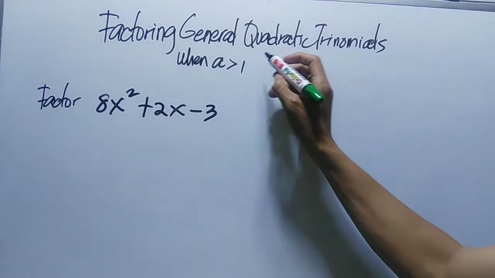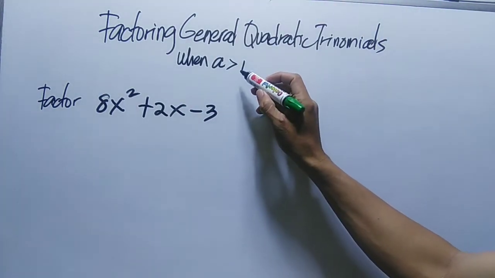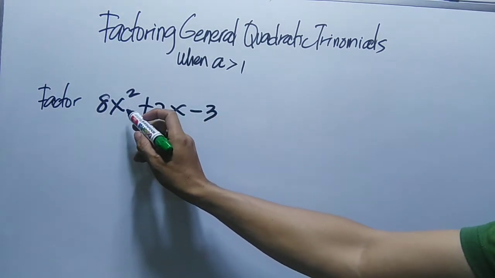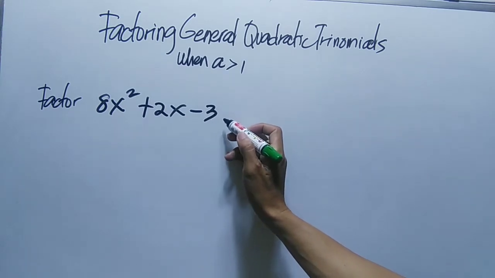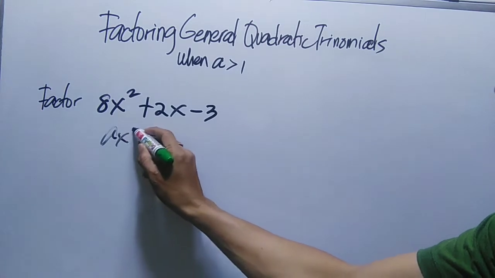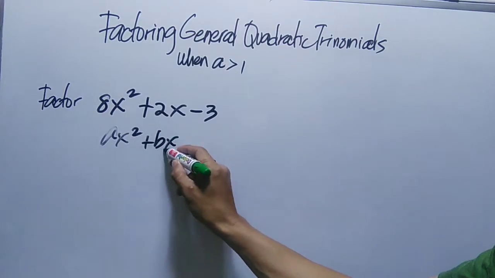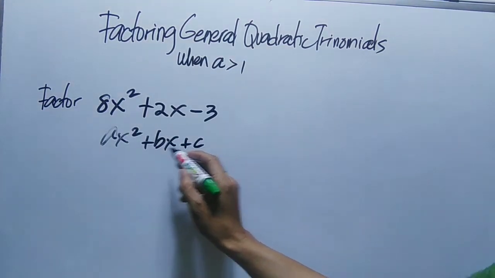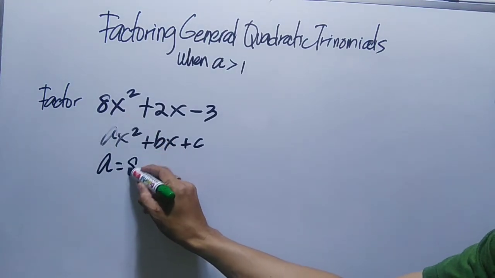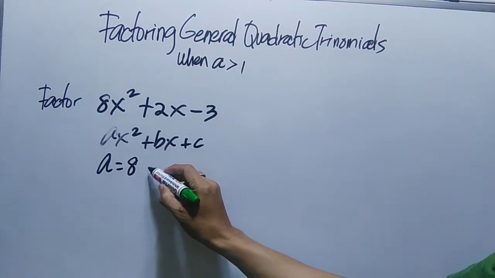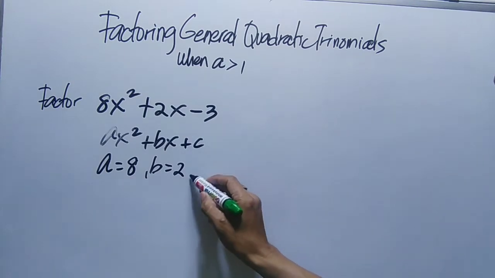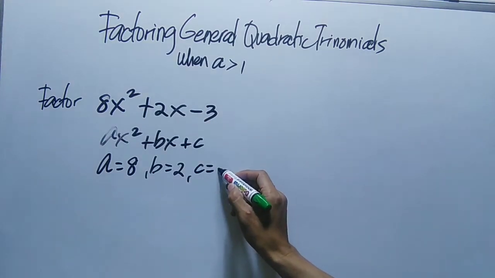Okay, this is factoring general quadratic trinomials when a is greater than 1. So let's factor 8x squared plus 2x minus 3. The general form ng ating quadratic trinomials ay ax squared plus bx plus c. So kunin natin yung value ng a, that is equal to 8. This is greater than 1, di ba? So yung b natin is positive 2. Ayan, then si c ay equal to negative 3.